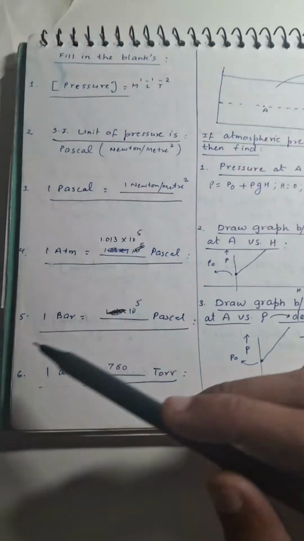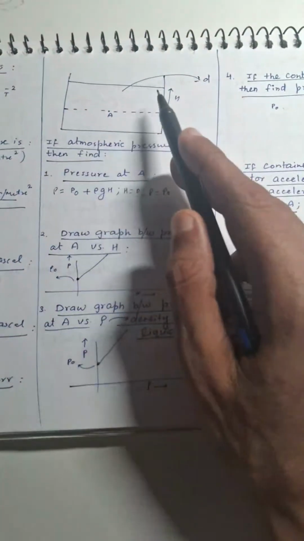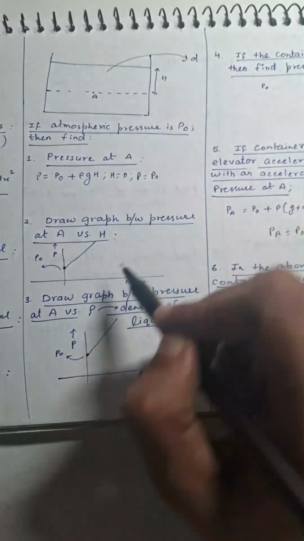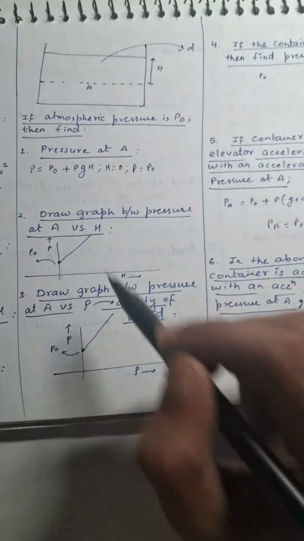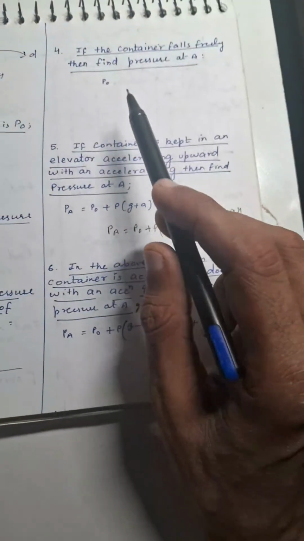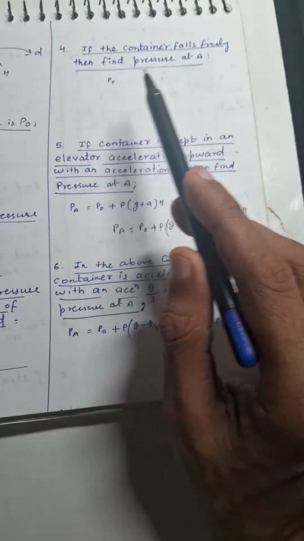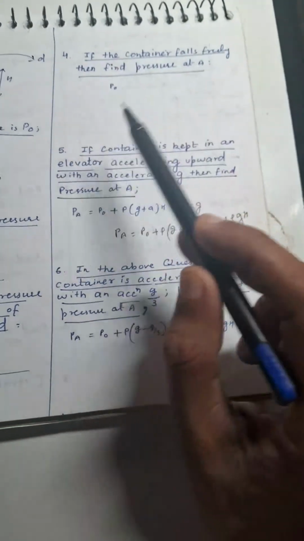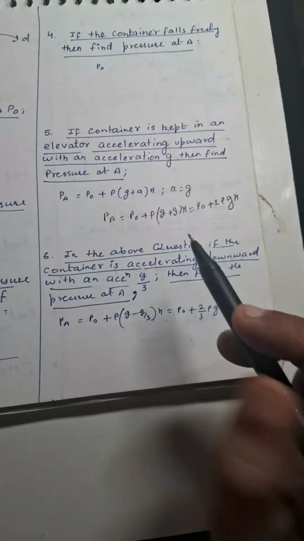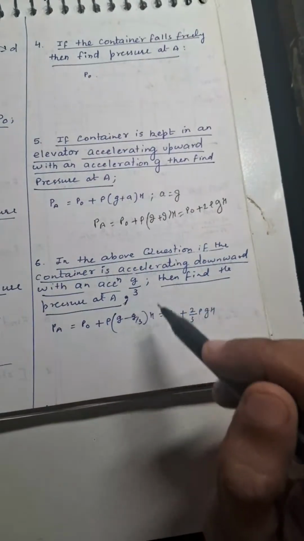1 atm is equal to 1 bar is this, 1 atm is equal to this torr. Then a numerical problem based on calculation of pressure at various points, like pressure at A, then graphical variation of pressure with height, graphical variation of pressure with density, then falling freely, if the container falls freely, calculation of pressure, then pressure at A if it is accelerating upward, then accelerating downward case.